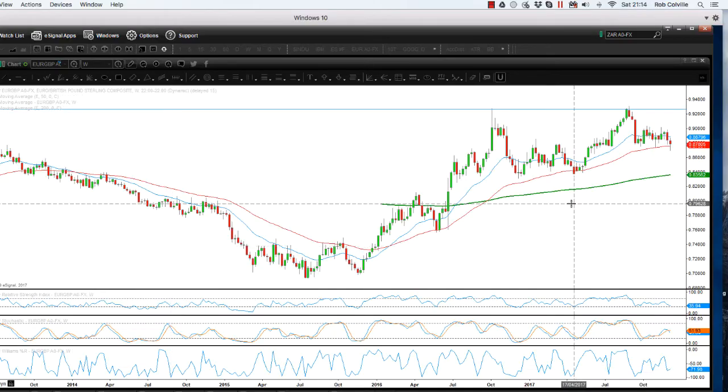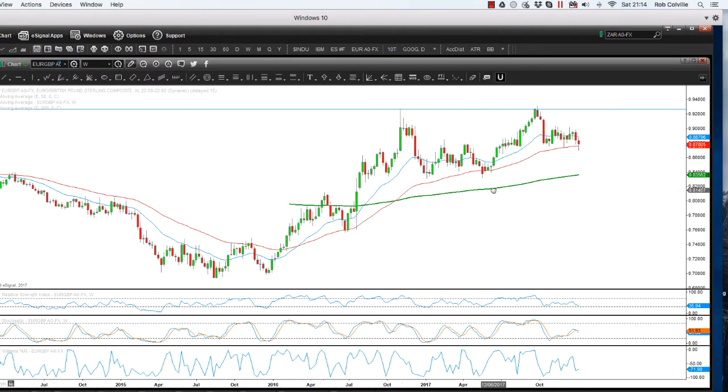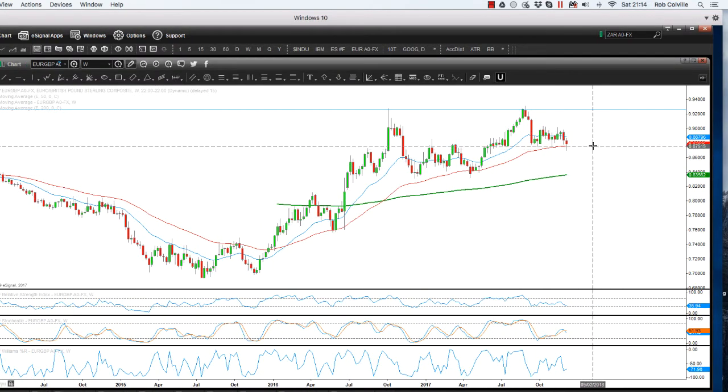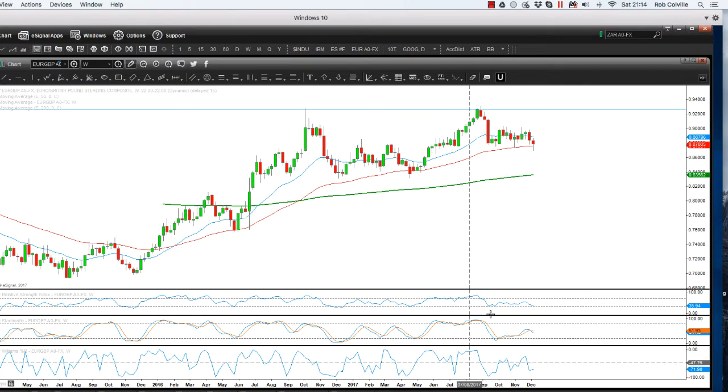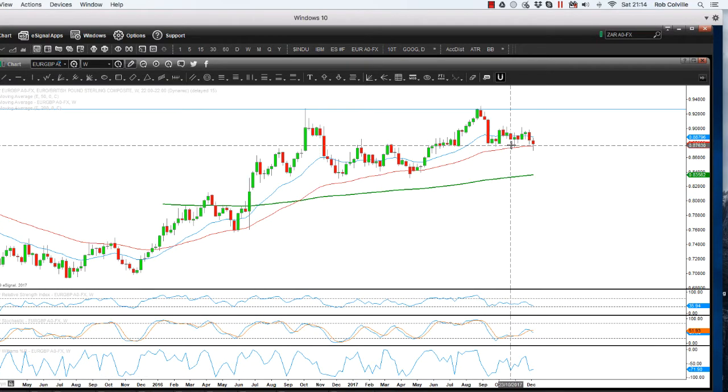This is EURGBP. On the weekly time frame, we've had a pretty decent false breakout from this kind of rectangle. Let me just elaborate on this. We're in consolidation here, and for the past 12 weeks we've simply been oscillating between these two levels, this floor and this ceiling.